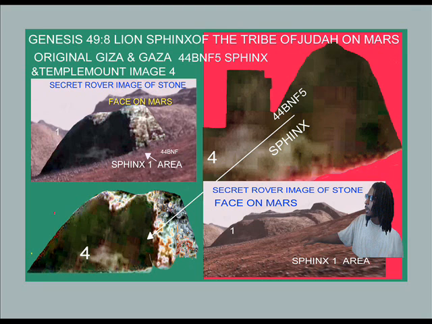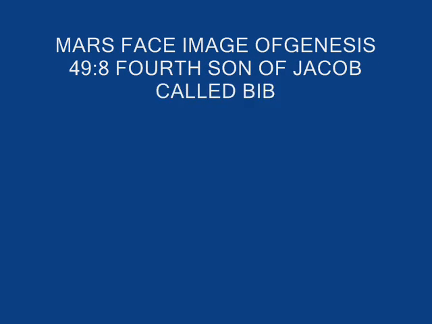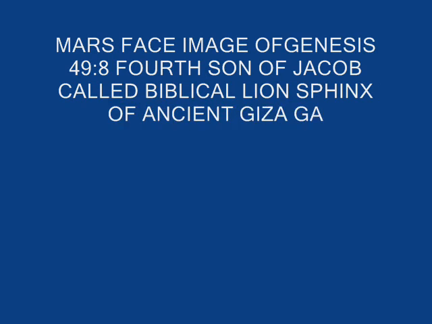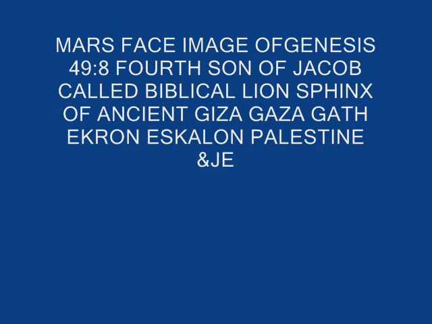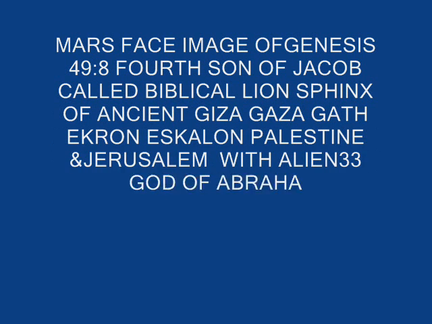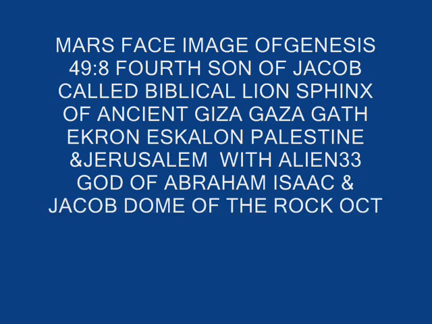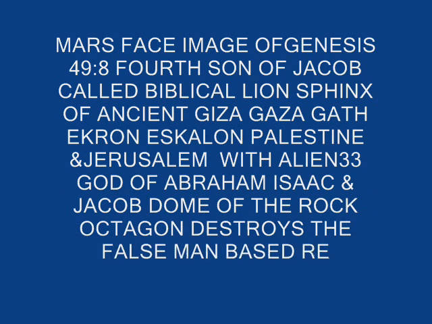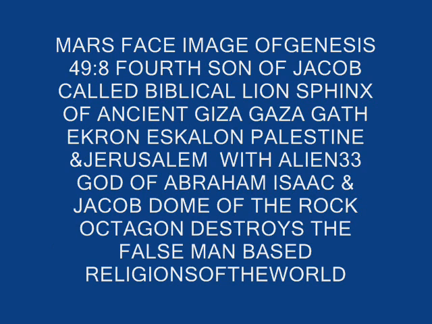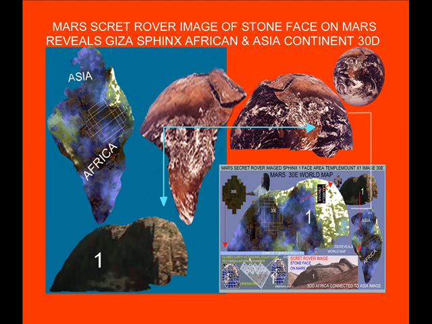As we expose the 400-year-old mistranslated King James Bible false man-based religions, we see that the African Sphinx is speaking the Islamic Aramaic Dead Sea Scroll language. Now what's important about this video is that it's the first video created by an Afro-American in Chicago that actually shows the book of Genesis 49 chapter and 8 verse, Islamic Aramaic Dead Sea Scroll speaking 12 sons of Jacob, 4th son of Jacob, called the Lion Sphinx face on Mars.